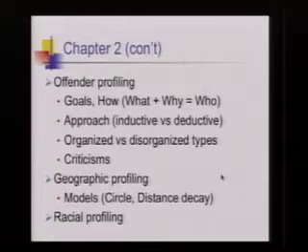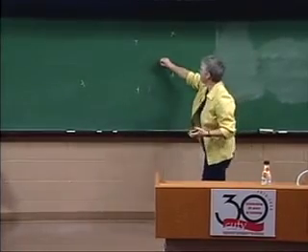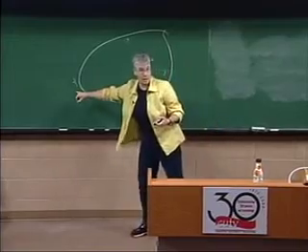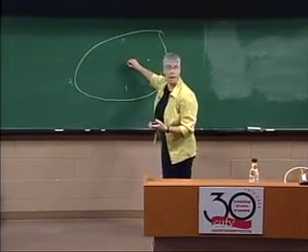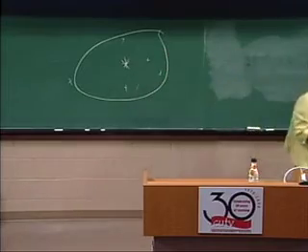What else? And then she talked about geographical profiling. She didn't spend a lot of time on geographical profiling. Certainly there was a circle model. If you sexually assaulted someone here and way out here, and there are other sexual assaults all over here, you draw a circle from the two furthest away, and you assume that the perpetrator's home would be in the middle of that circle. That's the circle hypothesis.